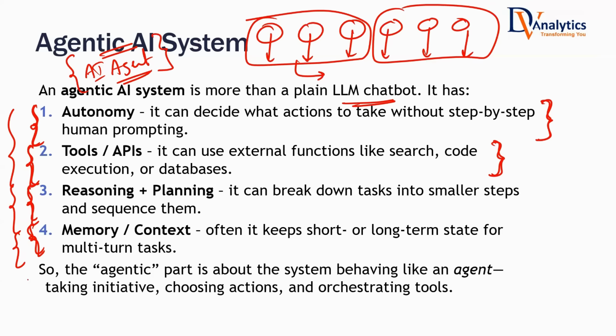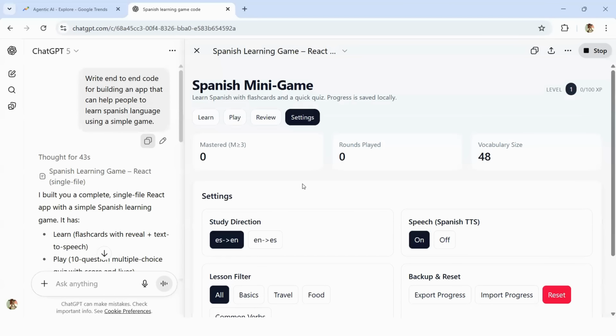So the agentic part is behaving like an agent. Basically, we are trying to give autonomy to this agentic AI system, which will use multiple agents. I think we have seen a couple of examples. This is an agentic AI system that is trying to create software for us. Previously, we saw another agentic AI system that does research on stocks.